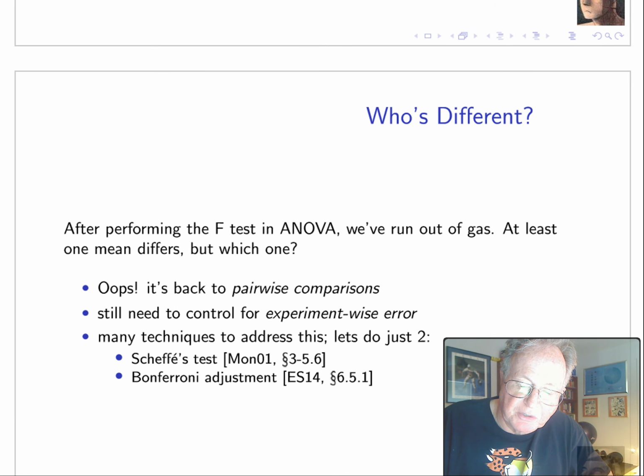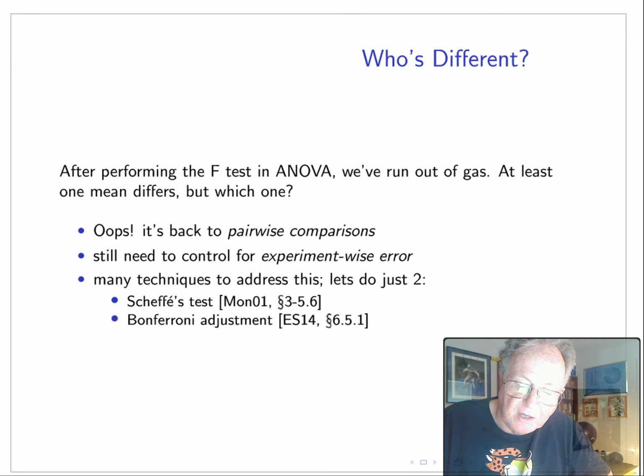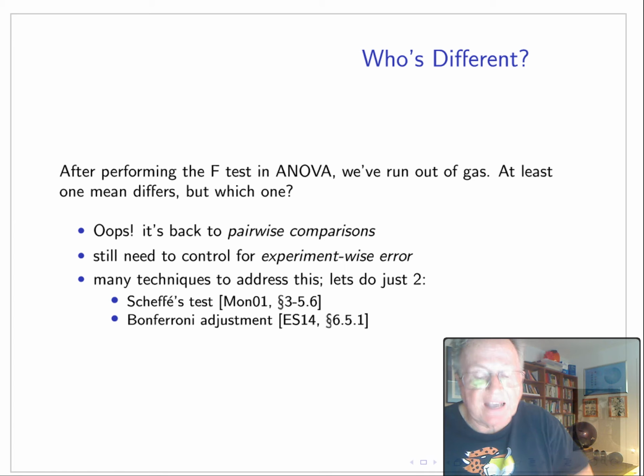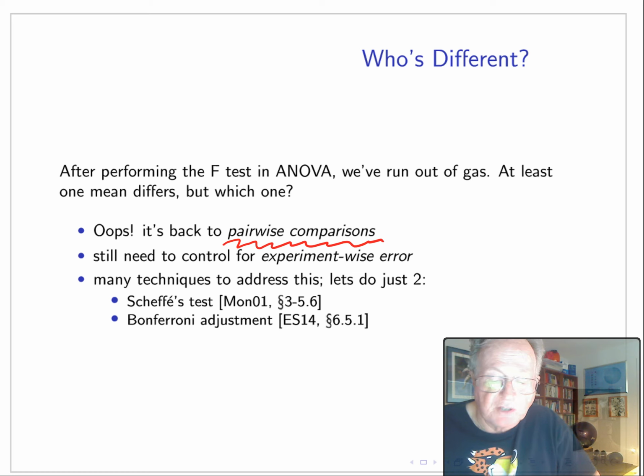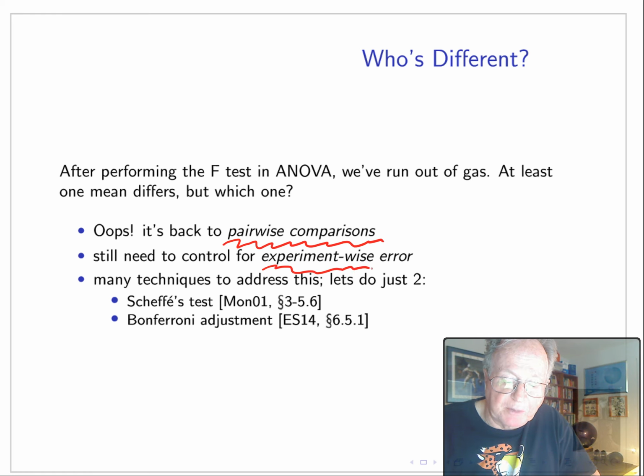So we want to see who's different. ANOVA can't do it. We've run out of gas with ANOVA. So now we're going to use the post-hoc tests. Contrary to what I said about experiment-wise error previously, we're going to use pairwise comparisons. But we still need to control for the experiment-wise error. There's lots of techniques to do this.